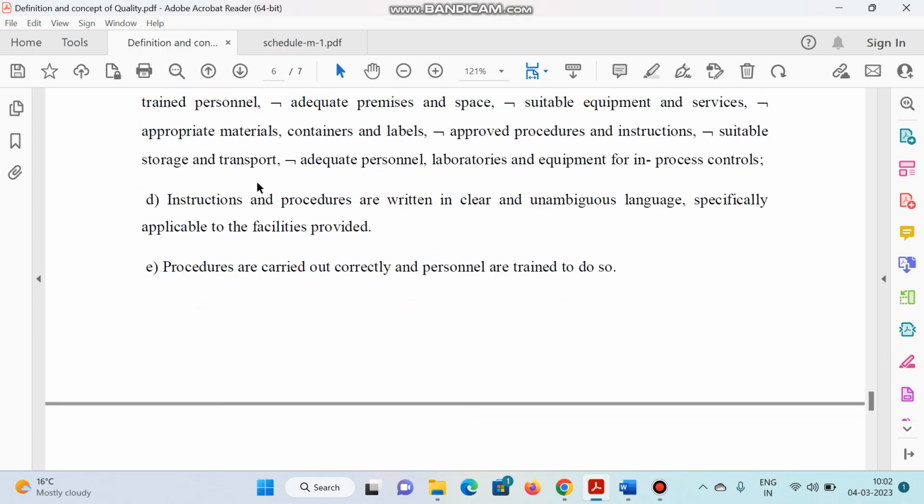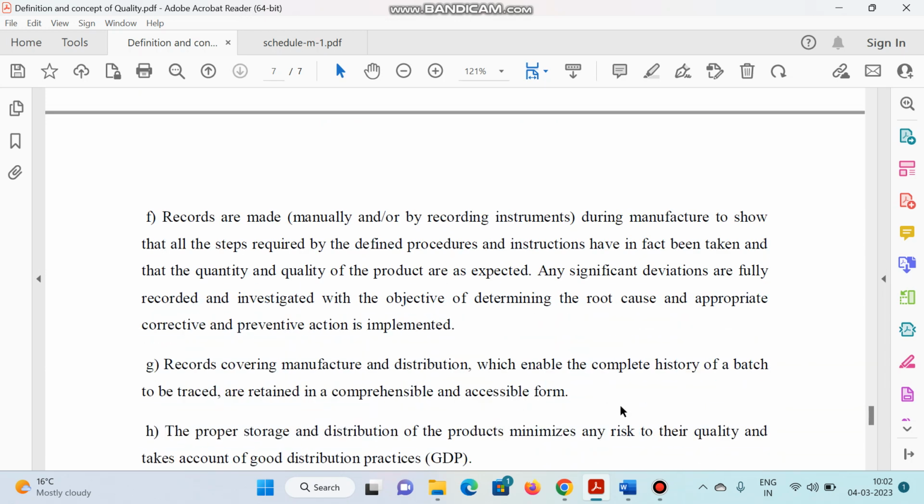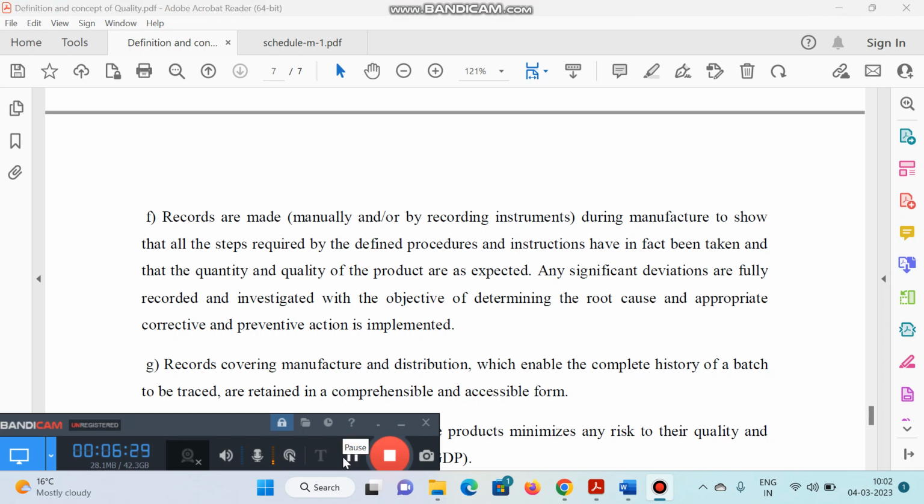Under GMP, it also includes that the instructions and procedures are written clearly and unambiguously. It should be written in proper and precise language. हर एक procedure को बिल्कुल accurate तरीके से लिखना ताकि किसी भी तरह की ambiguity, confusion ना हो. It's a part of GMP. Procedures are carried out correctly and personnel are trained to do so. Records are maintained. Also, record retention is again an important step.